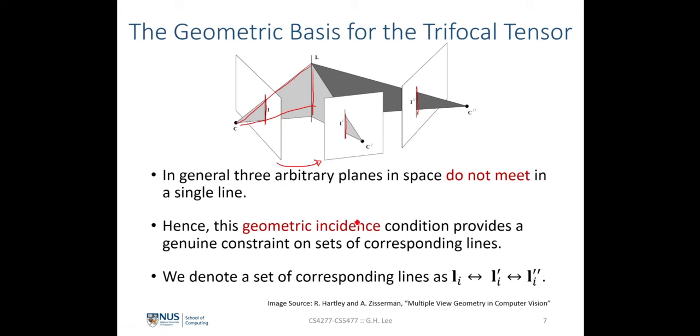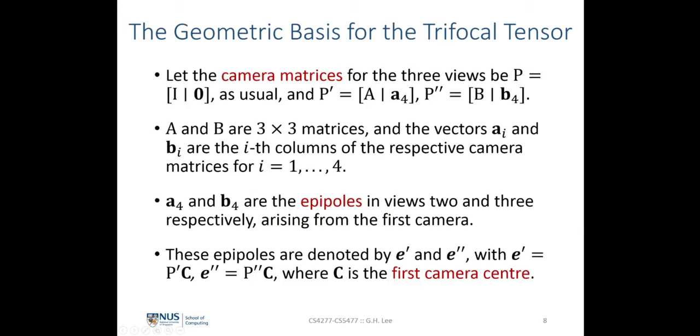We will see that this particular constraint is what we call the trifocal tensor. For each image in the three views, we're going to denote the camera matrices in the canonical denotation, as we have seen earlier in the previous lectures. We will denote the camera matrix of the first view as [I | 0]. This is the canonical representation.